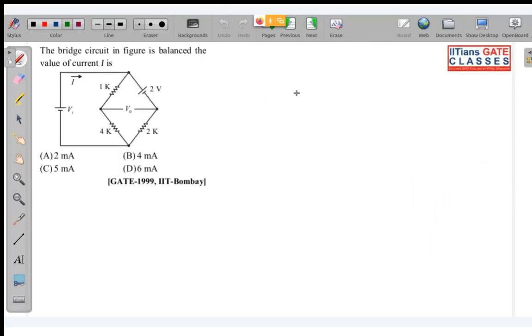Now tell me, what is the answer for this question? First, let me know, is this a bridge circuit? Is this a bridge circuit?